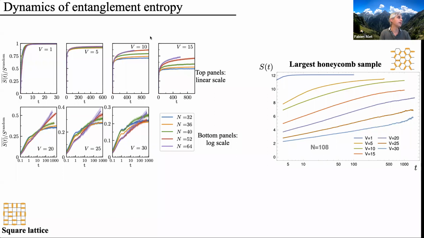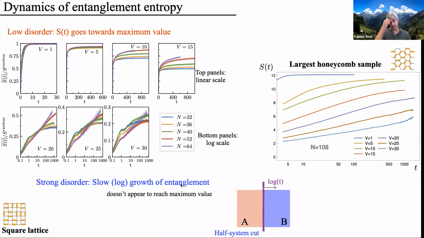Now, if we go to the bottom panels, and this panel as well here for the honeycomb lattice, they are on a log scale on the x-axis, which means we are looking at things as a function of log t. And we see for the larger system sizes, we can probe the 64 here and the 108 here at large disorder, we seem to have something which scales as log t. So of course, at low disorder, the entanglement entropy goes to its thermal value, which we expect in the ETH phase.